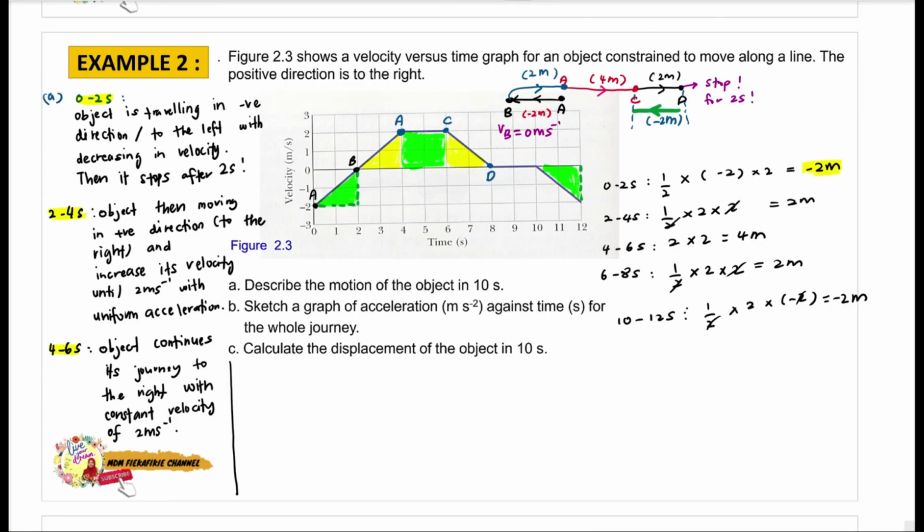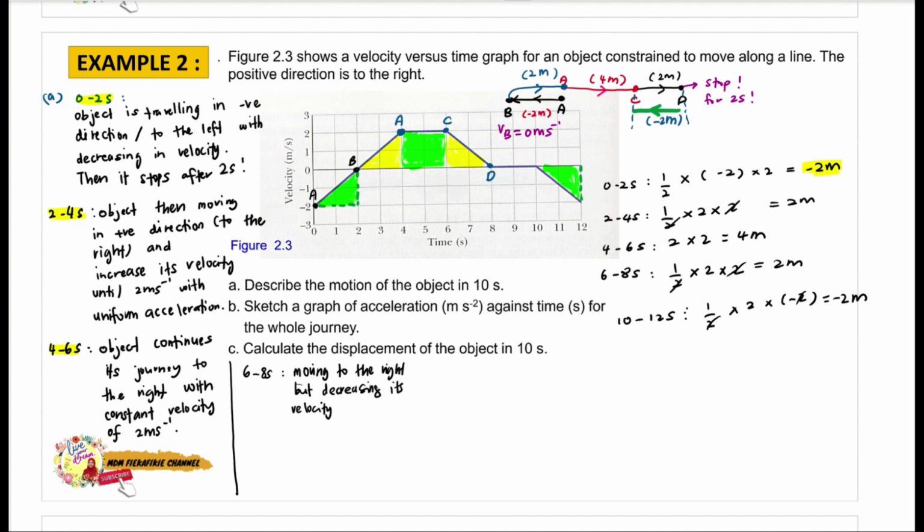Alright, so let's continue with another part of the journey, from 6 to 8 seconds. The object is still moving to the right, but this time the velocity is decreasing from 2 to 0. The velocity value from C to D is still positive, meaning the object is still moving to the right. The object is moving to the right, but decreasing its velocity.